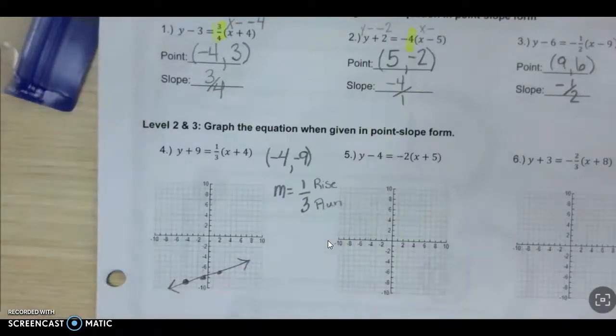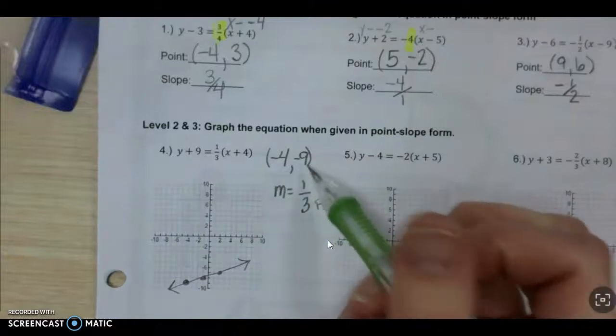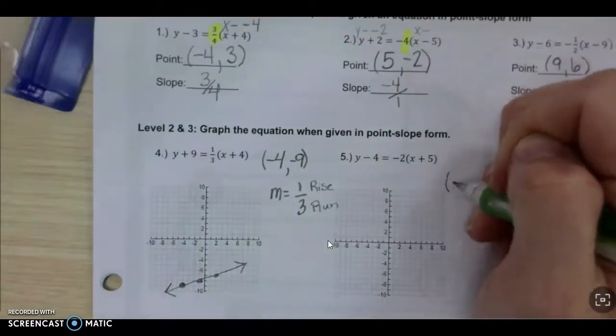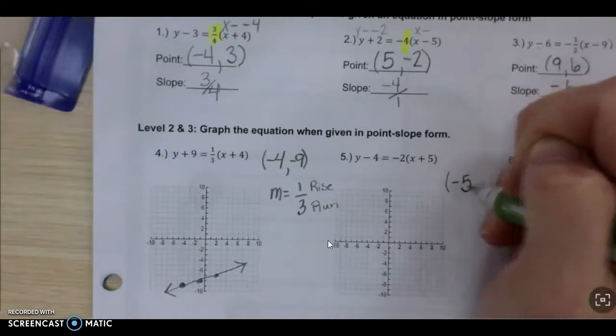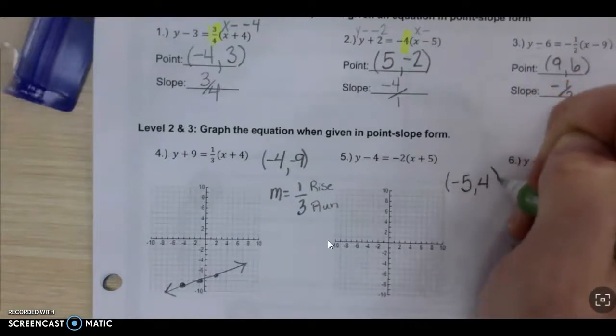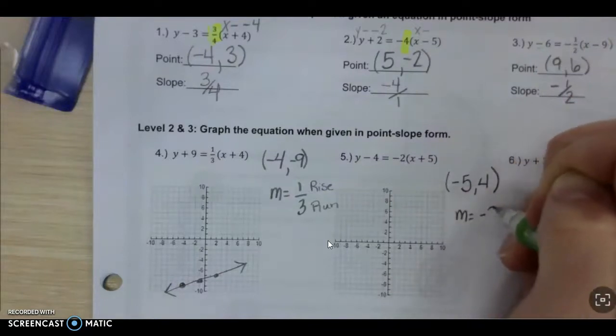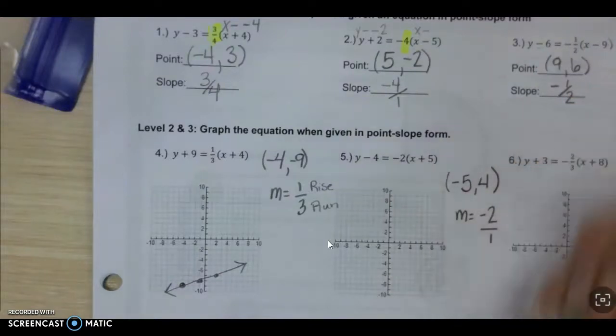And there we go. Now we just practice that again with some different types of numbers. So here I had negative coordinates and a positive slope. Here I'm going to have one negative coordinate, so negative 5, 4. And my slope is going to be negative 2. And I'm going to remind myself that that's over 1.